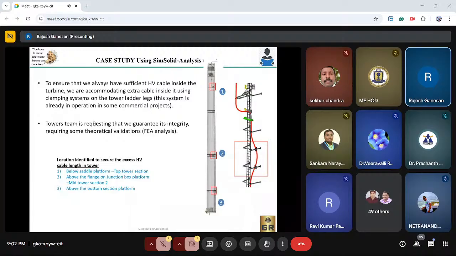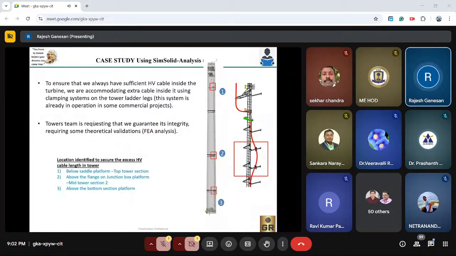The next one is a case study using SimSolid analysis. So here this is actually a tower. We can call it a wind turbine. You all know about wind turbines, right? In a wind turbine we have the tower, with three sections: tower 1, 2, 3. There are two types of towers: one is the offshore wind turbine, the other is the onshore wind turbine. This is an offshore wind turbine, which is available at the seashore.